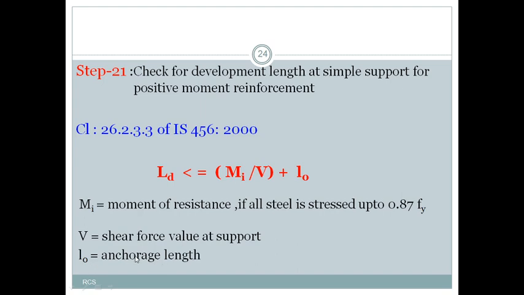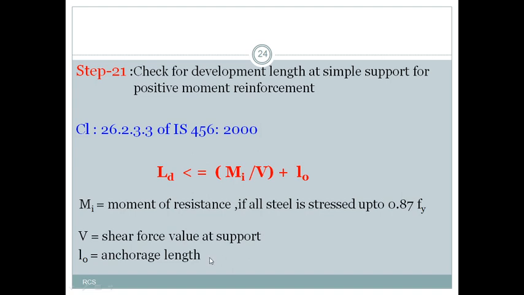You know what anchorage means? It means the main bar should be inserted into the supports in the form of some bends or hooks. That is called anchorage. So this L0 value depends on the angle at which we are bending the bar and the diameter of the bar. As the code has mentioned, for every 45 degrees of bend of a bar, take the length of this anchorage as 4 times the diameter of the bar.